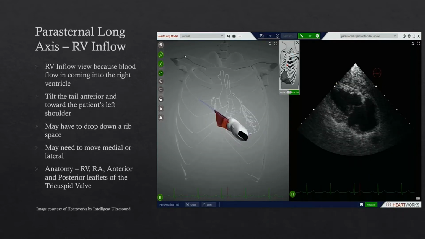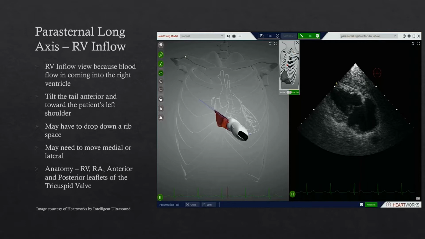Now moving forward, the next view we obtain in this parasternal window is going to be the long axis view of the right ventricular inflow. We call it inflow because blood is flowing into the right ventricle in this view. Anatomically, we're seeing right atrium, tricuspid valve, and right ventricle here. So flow is coming from the atrium through the valve into the ventricle. So the RV inflow view.